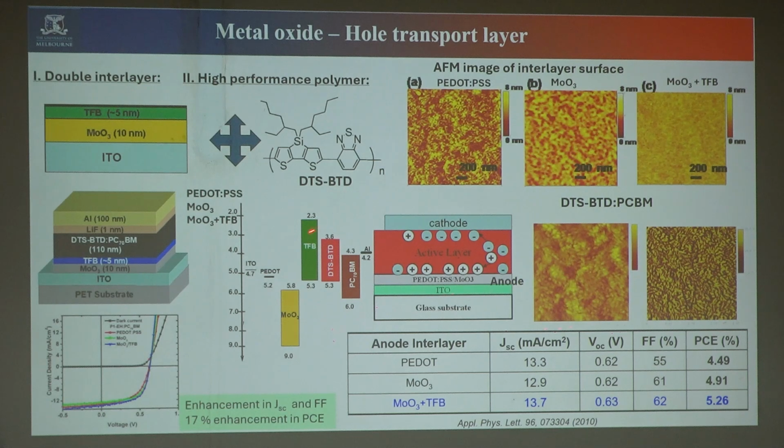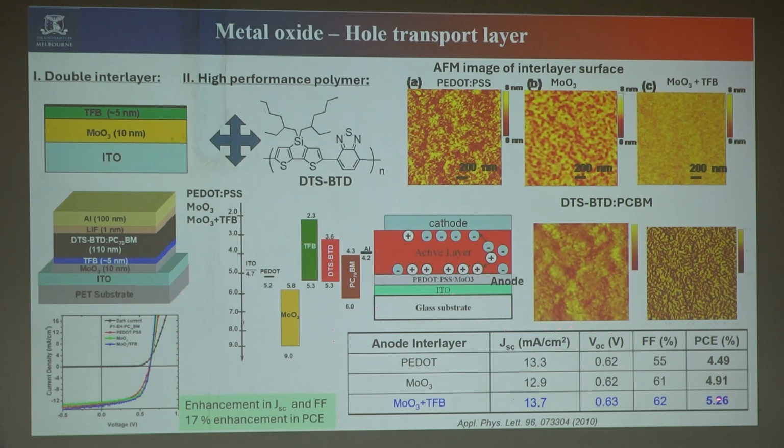TFB is another molecule we introduce here. This will have a very high LUMO level. So when you have a very high level, the electron will be blocked here, if you have the energy very high. That's why on top of the moly oxide we coat TFB. On top of TFB we have the active layer and lithium fluoride and aluminum. And we can see the device performance.